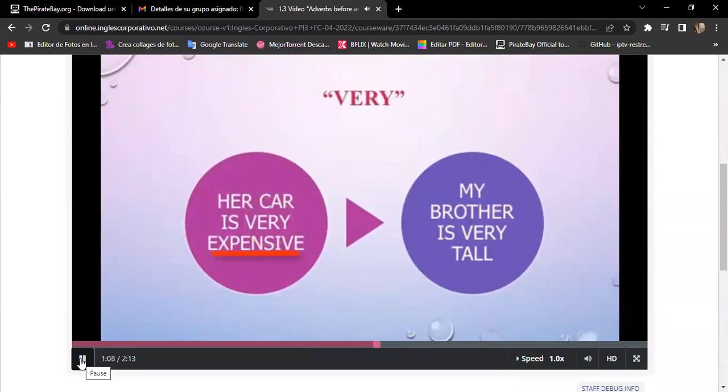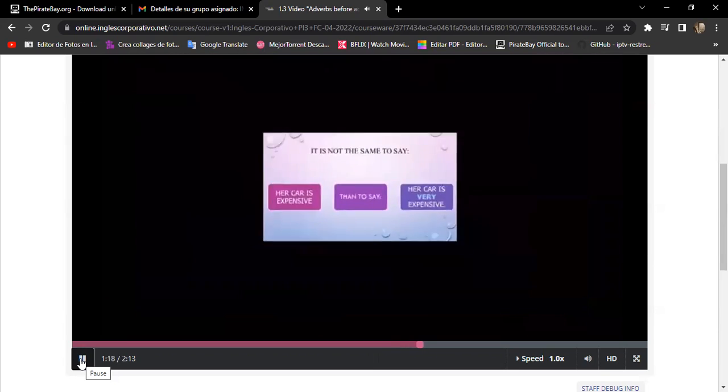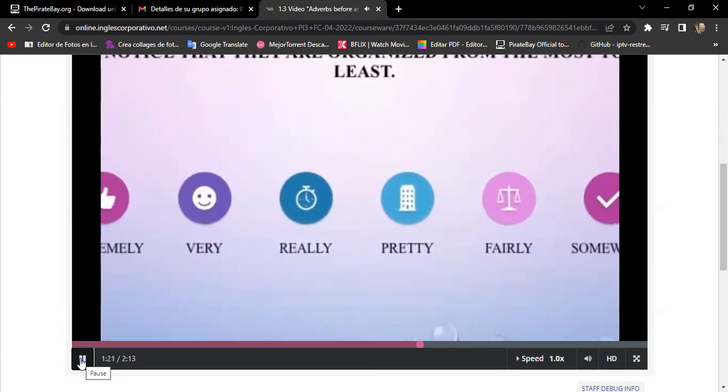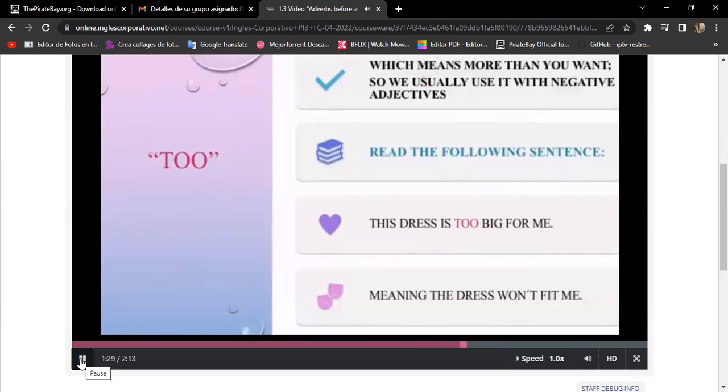So if you want to make a strong statement, you may add an adverb. It is not the same to say her car is expensive than to say her car is very expensive. Now let's talk about this chart. Notice they're organized from the most to the least. We also have the adverb too, which means more than you want, so we usually use it with a negative adjective. Read the following sentence. This dress is too big for me, meaning the dress won't fit me.